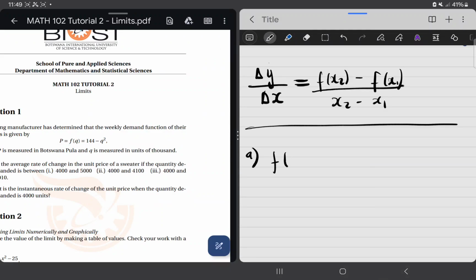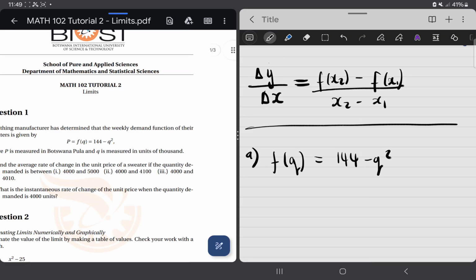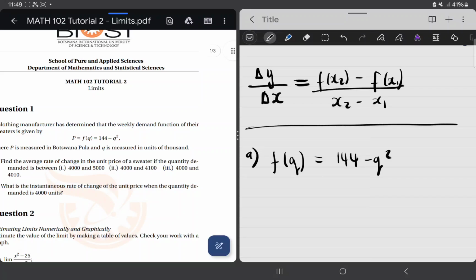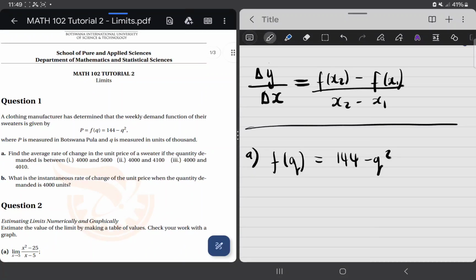So you're going to write f of q is equal to 144 minus q squared, right? This is my f of q. It's 144 minus q squared. So now they said, find the average rate of change in the unit price. So for the average rate of change, we need to know where we are starting and where we are ending.